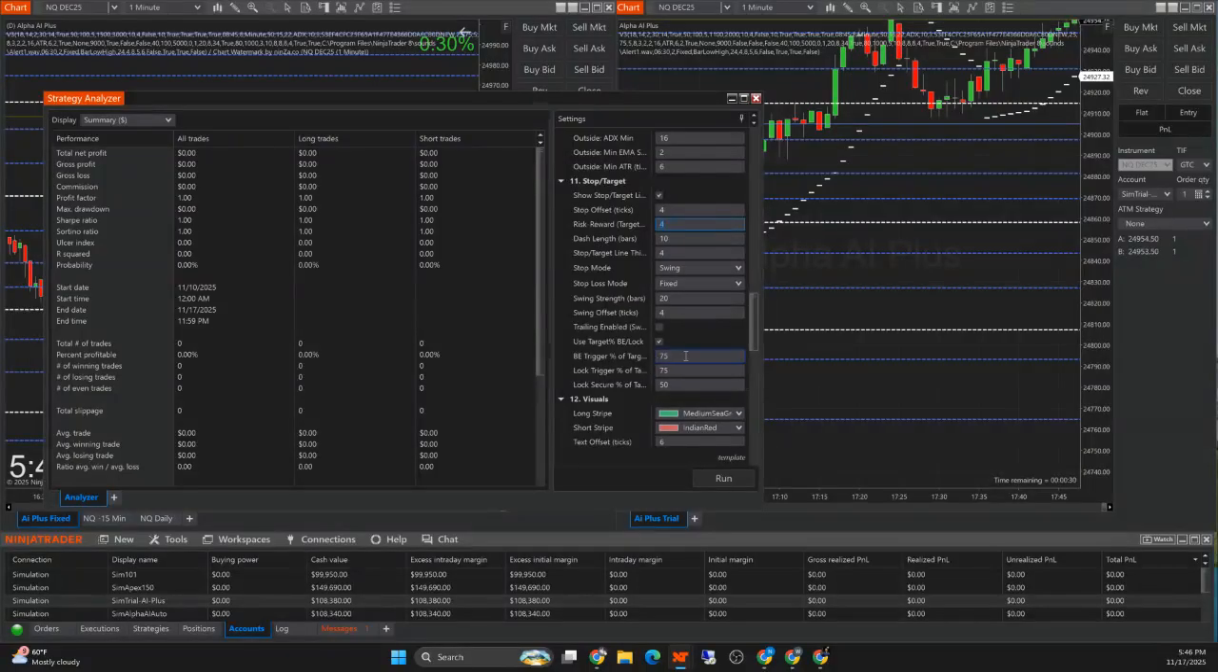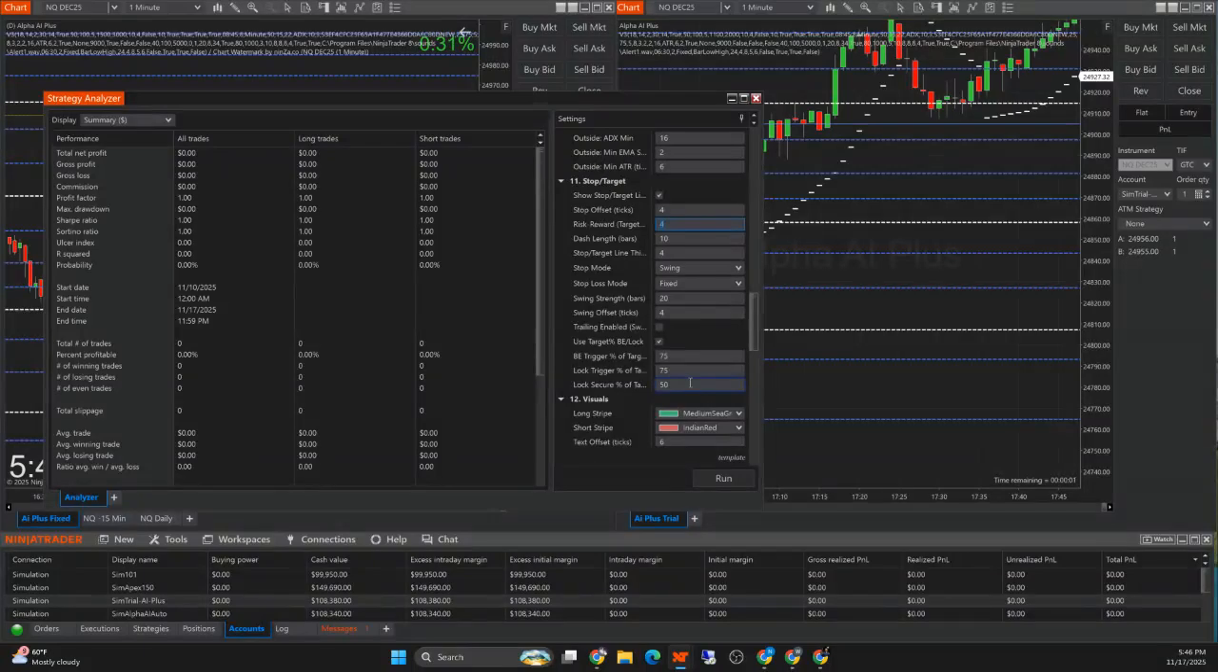And now it uses the target break-even lock. So it triggers the break-even after 75%. So if the market reaches 75%, it will lock the break-even. And then once the market goes 75% in your favor, the stop loss will move 50%, which is very cool. So let's say your profit target is 1,000 ticks. Let's say, okay.